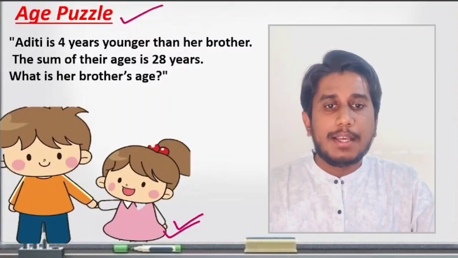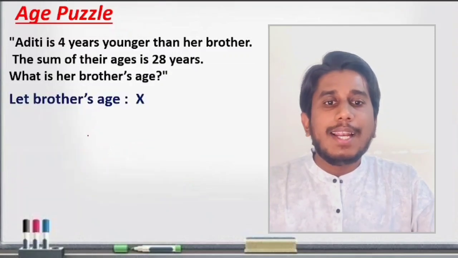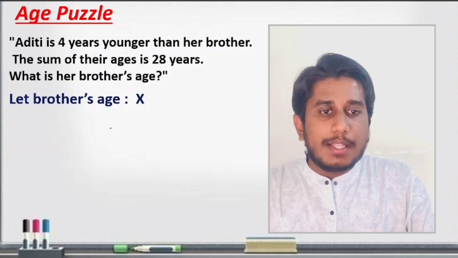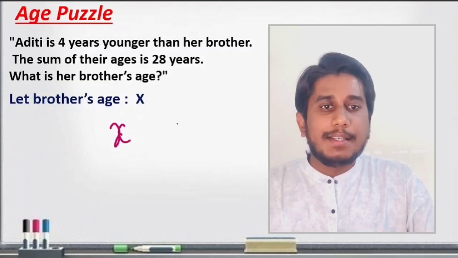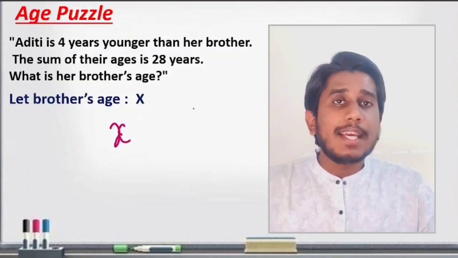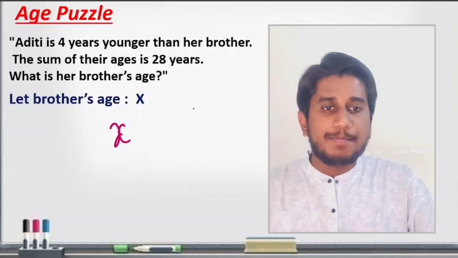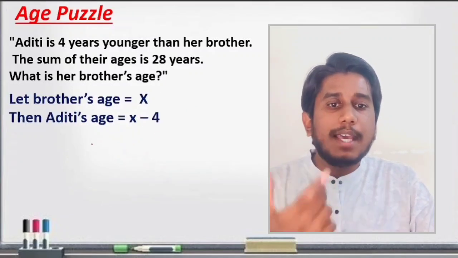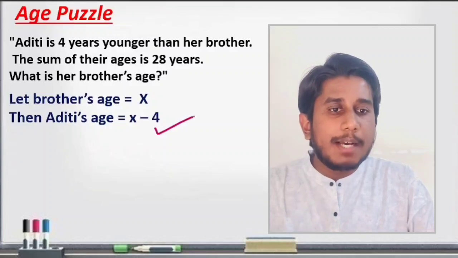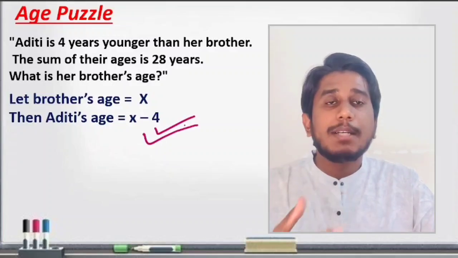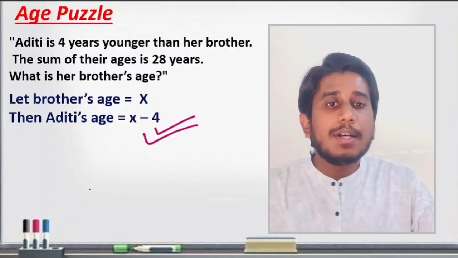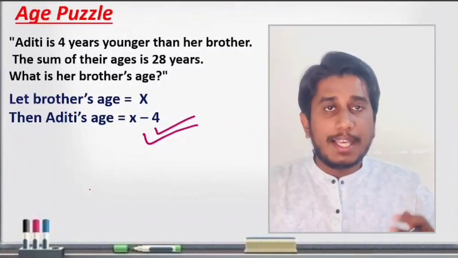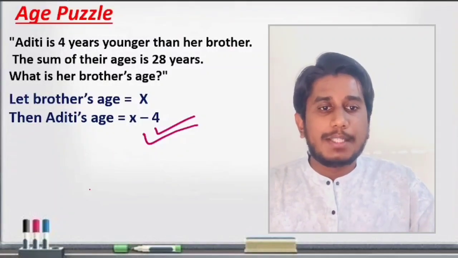See students, let the brother's age be x, because we are finding Aditi's age in terms of her brother's. Then the age of Aditi will simply become x minus 4, because she is 4 years younger. Her age is 4 years less than her brother's.